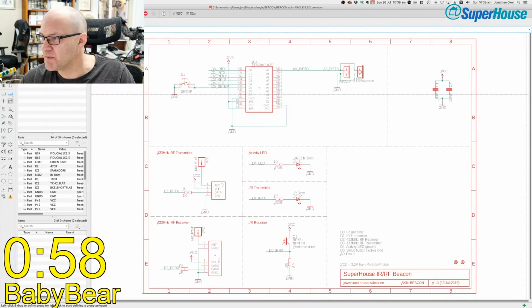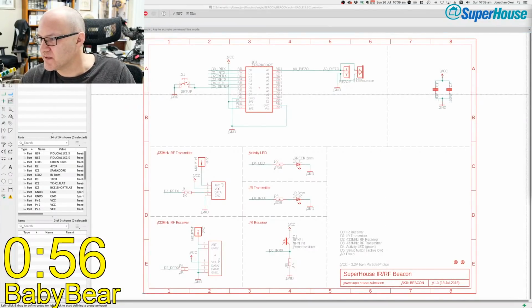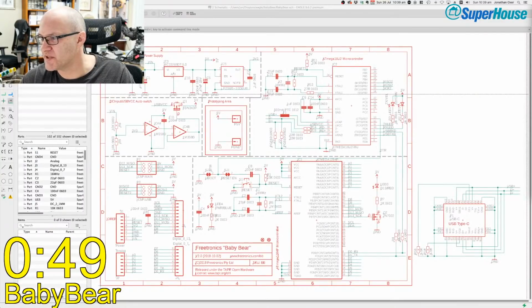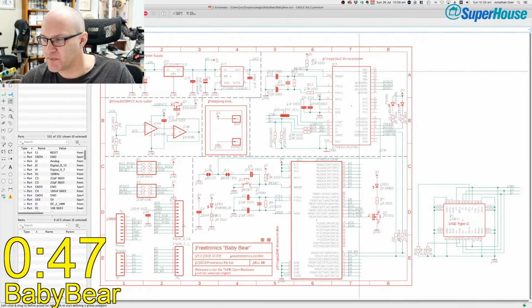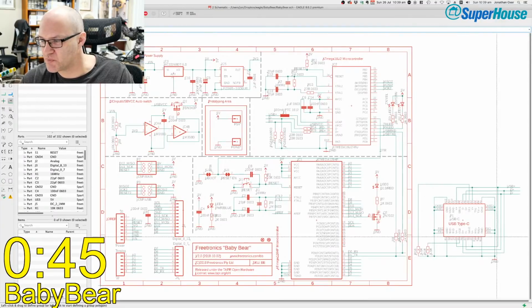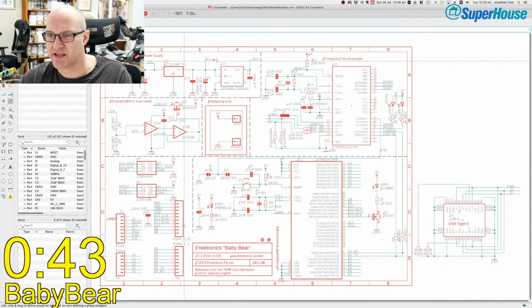Baby Bear. Baby Bear is... come on, where are you? Down there. Aha, Baby Bear. Baby Bear is an Arduino compatible board, which I am in the process of reworking right now, which is why this USB Type-C connector is hanging off the side here.